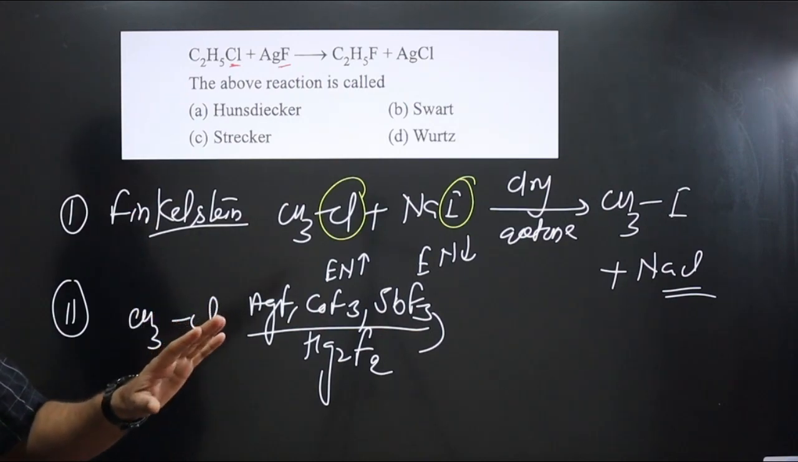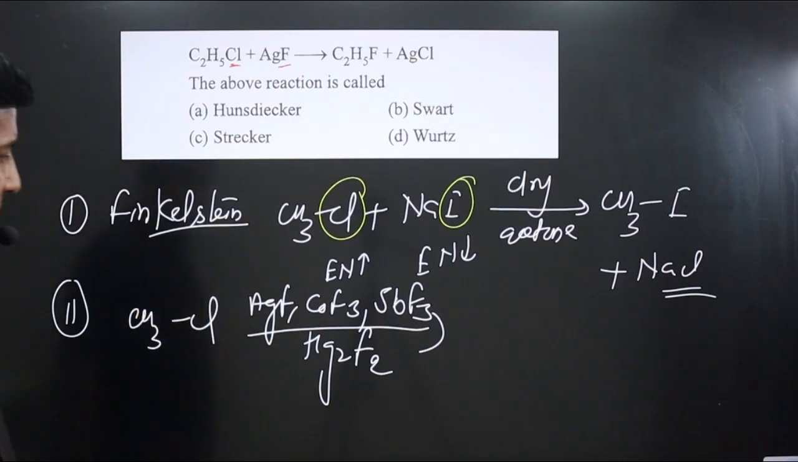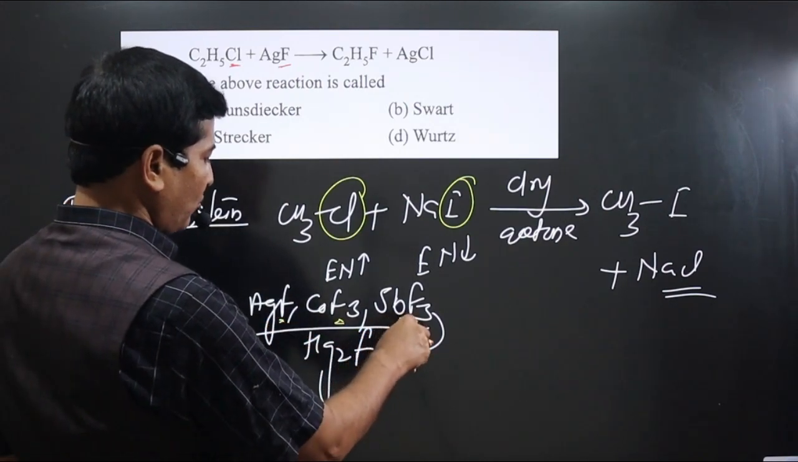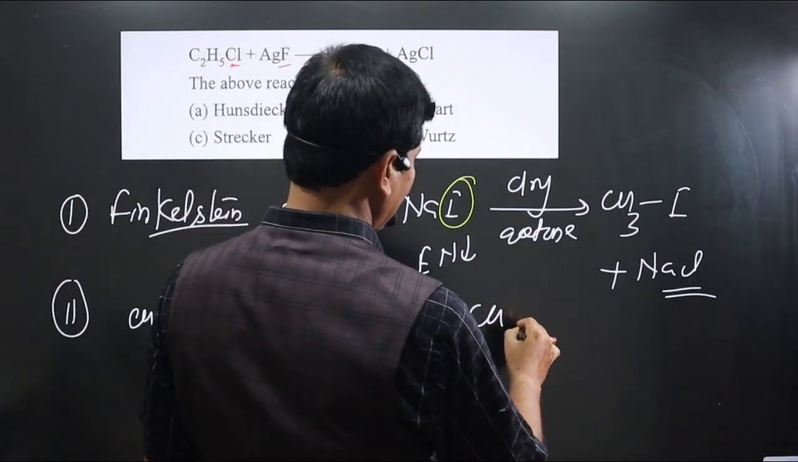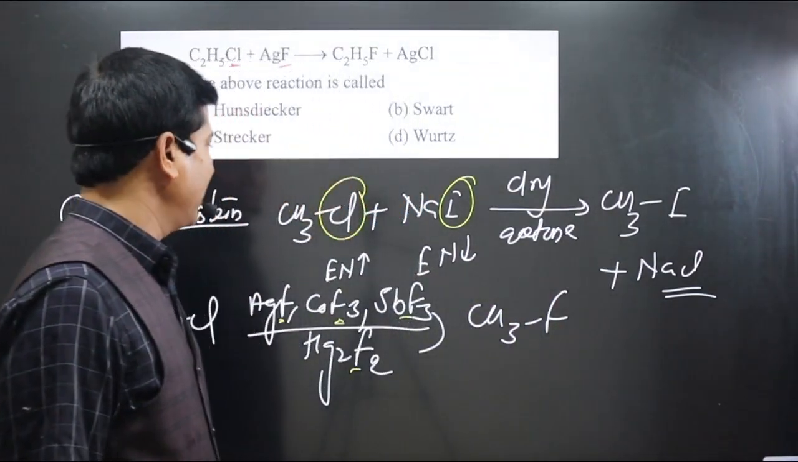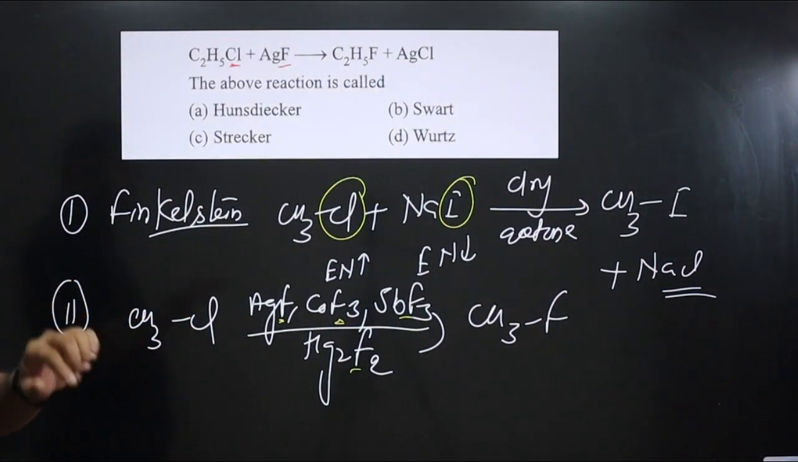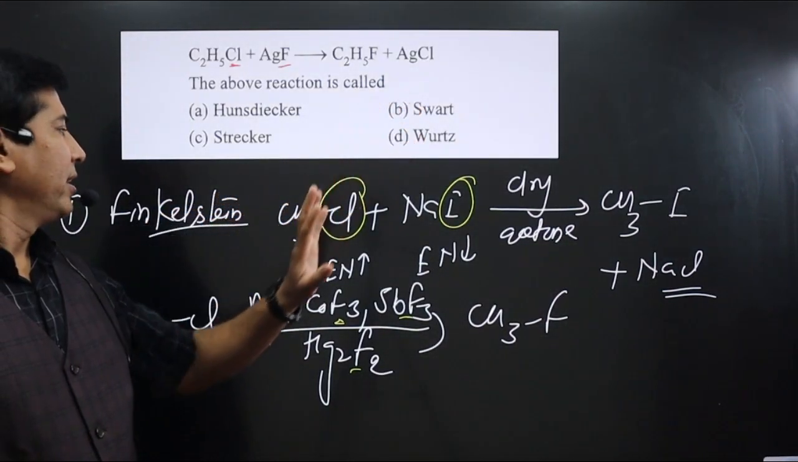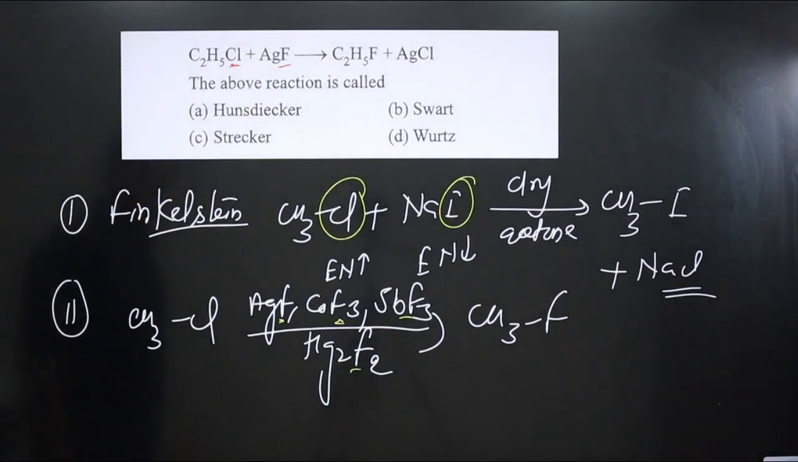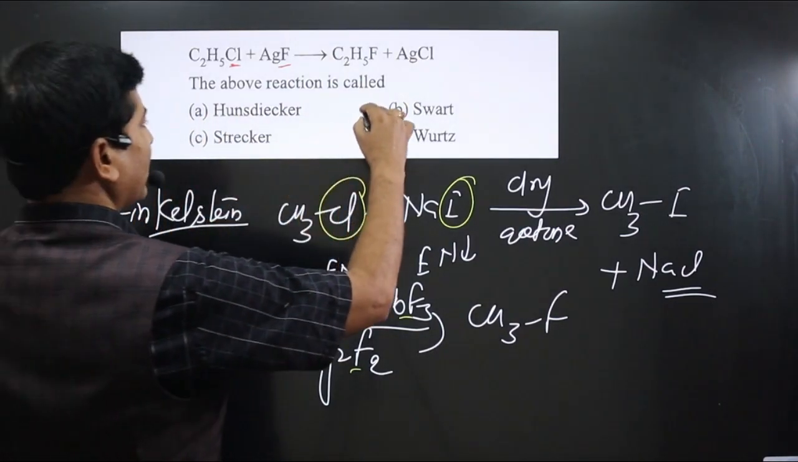The halogen will be exchanged by fluorine. So we get CH3F. You can see that out of these two methods for halogen exchange, only the Swartz reaction is given here. Finkelstein is not given here. Then we can select the second option as correct, Swartz reaction.